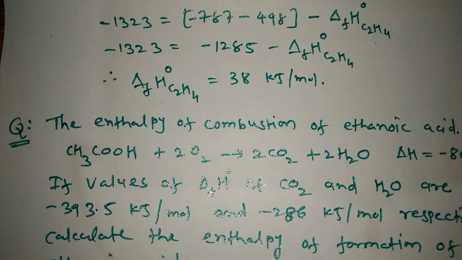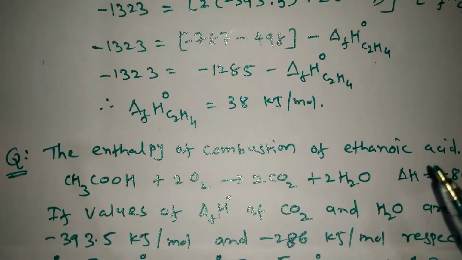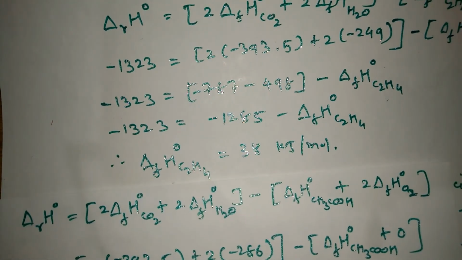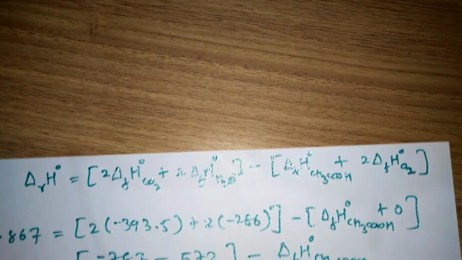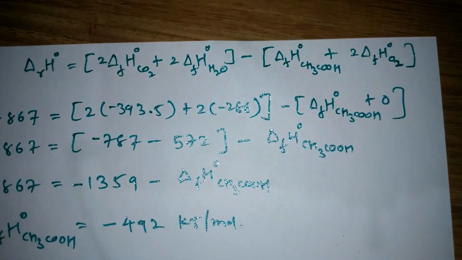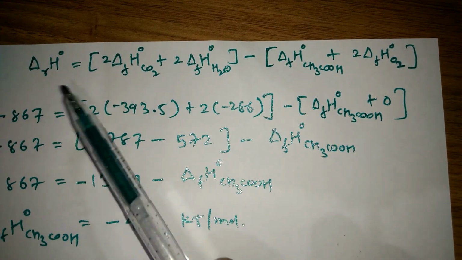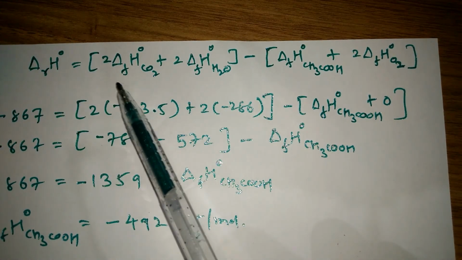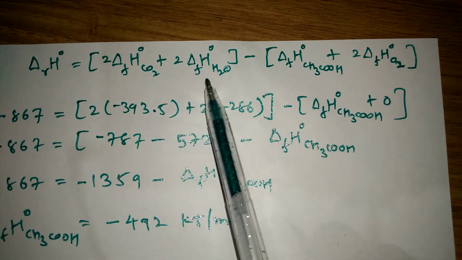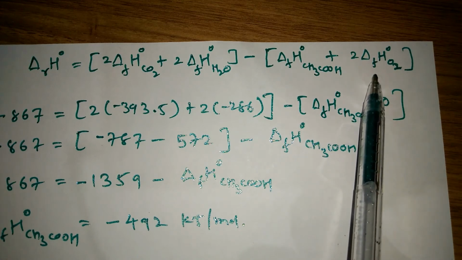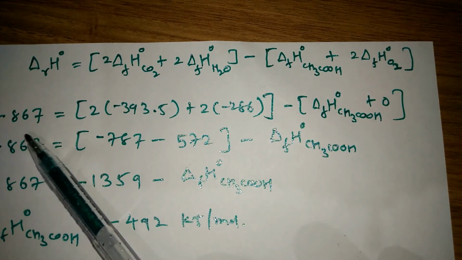So in this you have to calculate the formation of ethanoic acid. Same question. Answer: product minus reactant. Reaction enthalpy delta H equals 2 delta f H of CO2 plus 2 delta f H of H2O minus delta f H of acetic acid plus delta f H of O2. Enthalpy of oxygen remains 0.